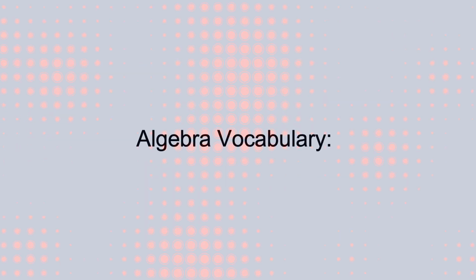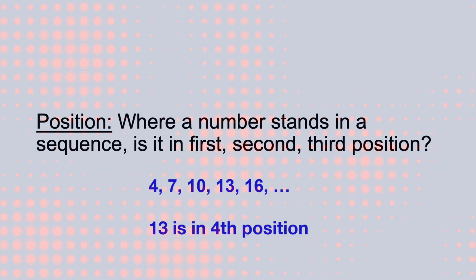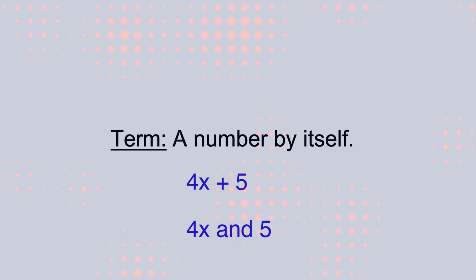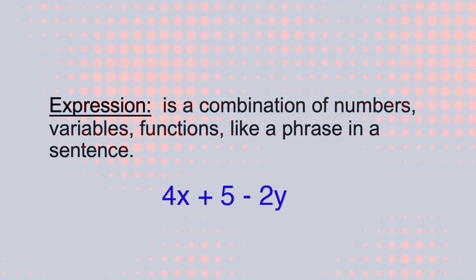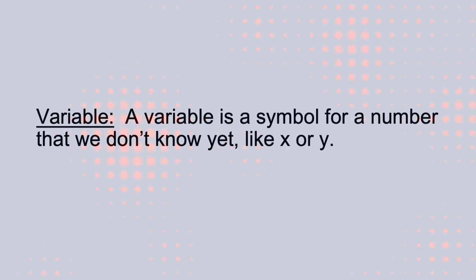Algebra vocabulary. Position, where a number stands in a sequence. Is it in the first, second or third position? Term, a number by itself. Expression is a combination of numbers, variables and functions, like a phrase in a sentence. Variable, a variable is a symbol for a number that we don't know yet, like x or y.